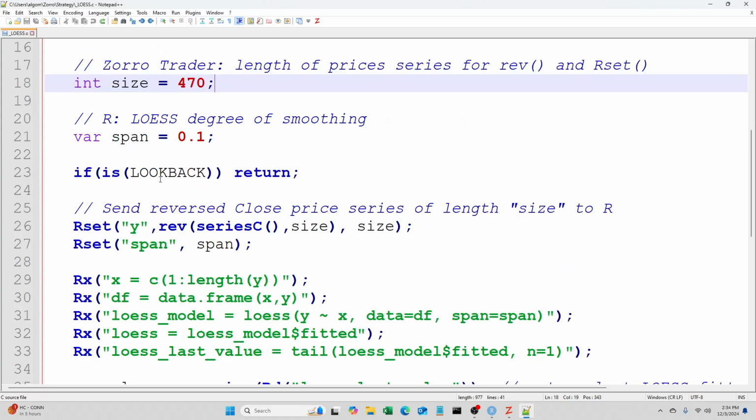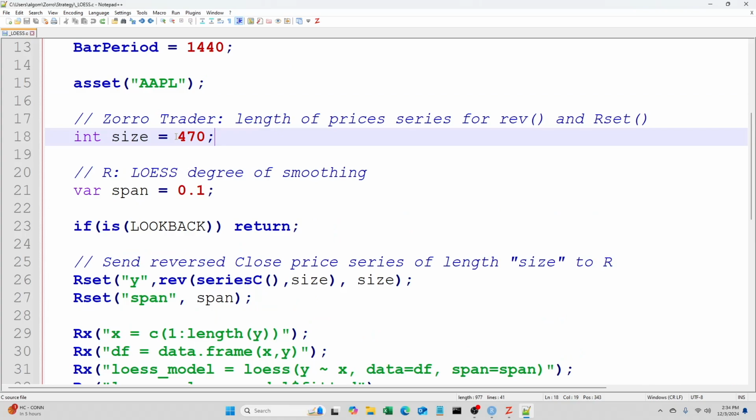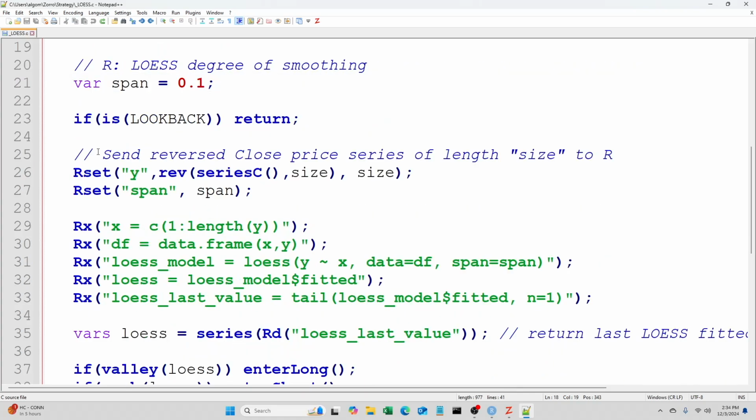Now here Zorro Trader knows how to calculate the look back automatically. We can't go back more than 470 values, which is what we need. So Zorro knows how to calculate the look back, and while we are in the look back period, we're doing nothing, just returning here. But here is where the magic happens.